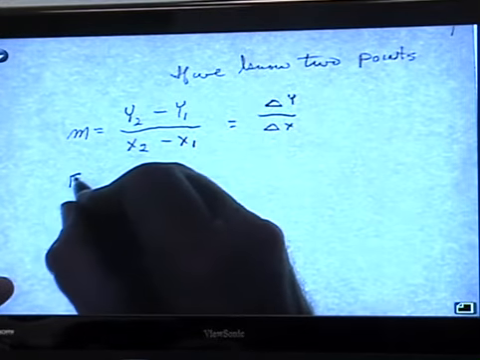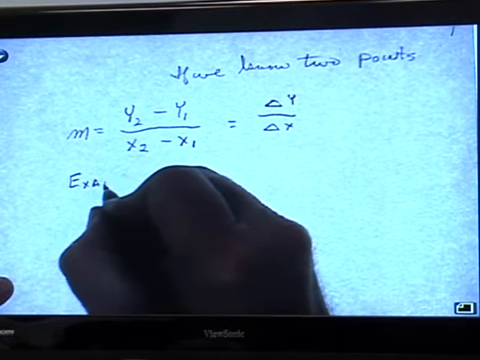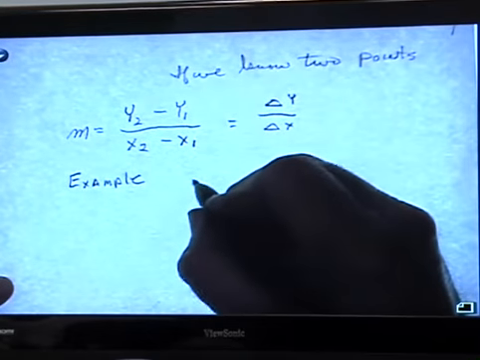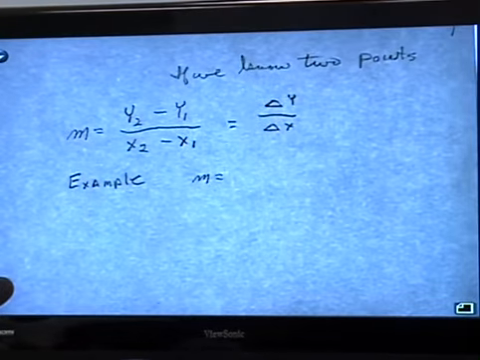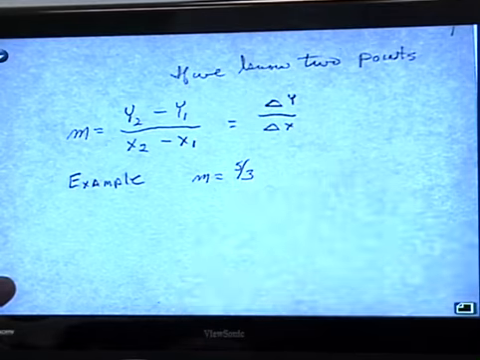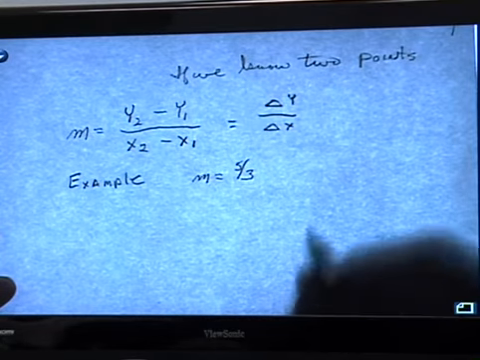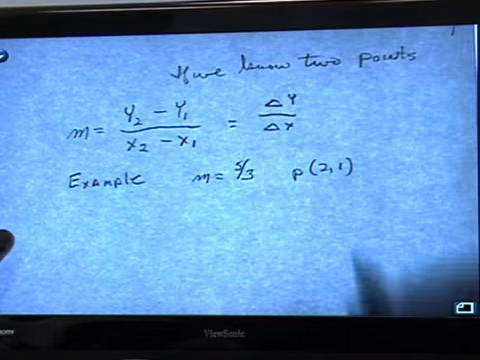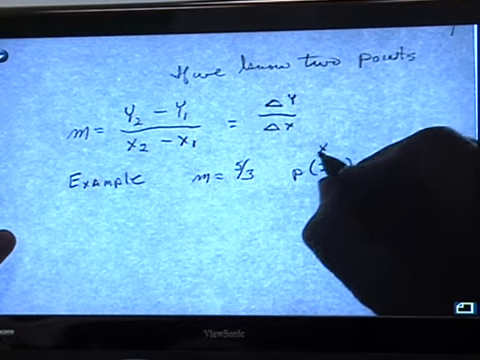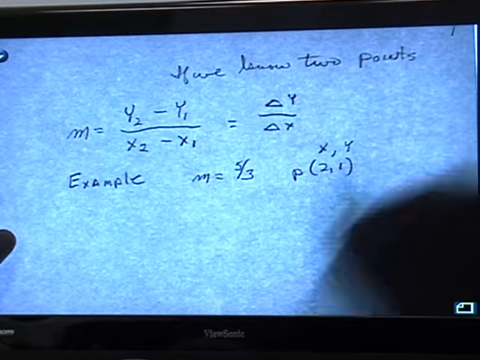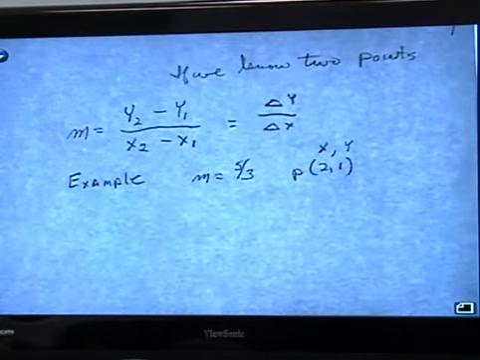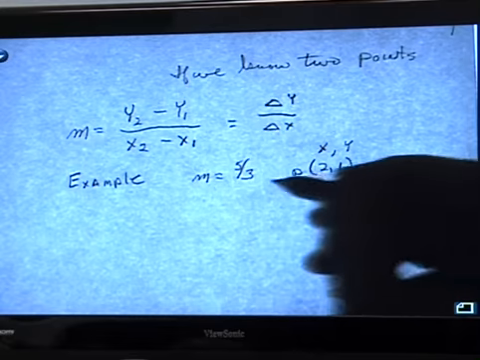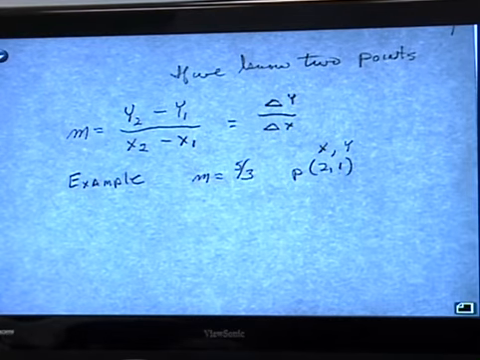So if we look at example 1 in the book, example 1 gives us a slope of 5/3, and it gives us a point of 2 and 1. So this is our x component of that point and the y. And our slope is 5/3. We want to write the equation for the line that has this slope and passes through this point.